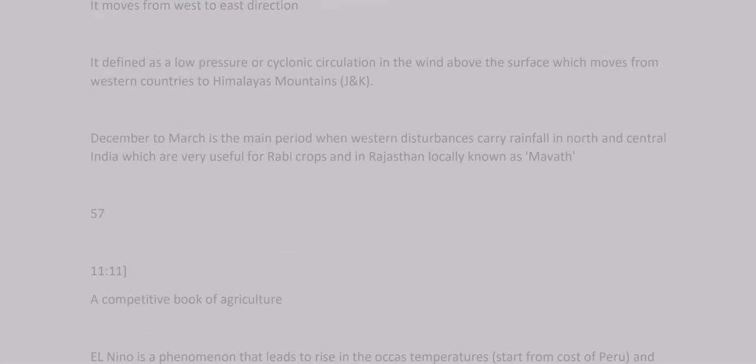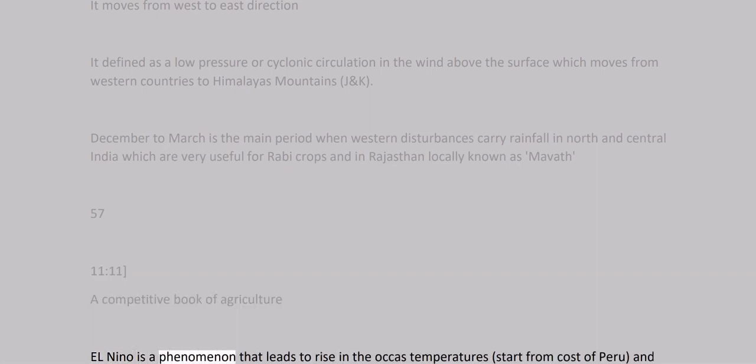Western disturbances. It moves from west to east direction. It is defined as a low pressure or cyclonic circulation in the wind above the surface, which moves from western countries to the Himalayan mountains, J&K. December to March is the main period when western disturbances carry rainfall in north and central India, which is very useful for rabi crops, and in Rajasthan it is locally known as Mawath.